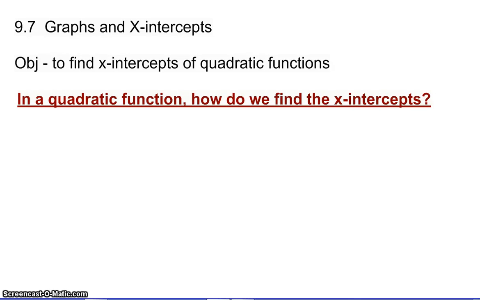All right, today we're going to talk about section 9.7, graphs and finding the x-intercepts. Before we talk about them with the quadratic functions, we should talk about what exactly the x-intercepts in a quadratic function are, but also just in general, what is an x-intercept? When we think about what an x-intercept is, if we have a graph, it's the point where it touches the y-axis. I'm sorry, the x-axis.